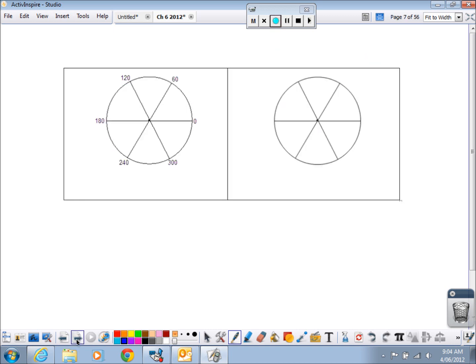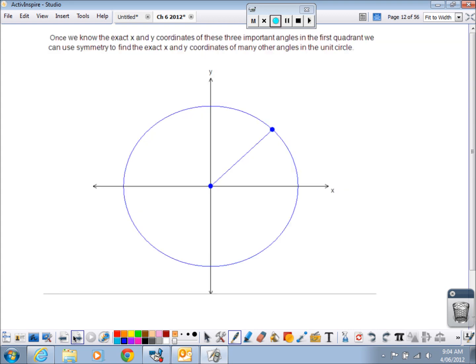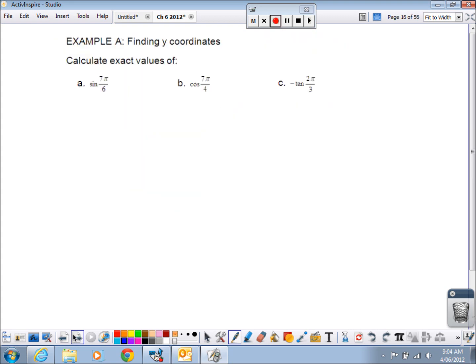I've got a couple of examples coming up. If you're asked to find sine of 7 pi on 6, you'll see at the top of the board it says finding y coordinates. We're going to come back to that in a minute, because at the moment we're just looking at the algebra without considering the graph. There are 3 questions we need to ask ourselves. First of all, we need to know where we are around the unit circle, in terms of which quadrant.